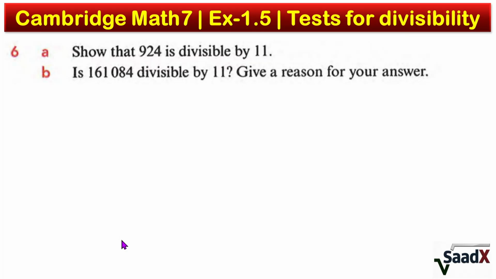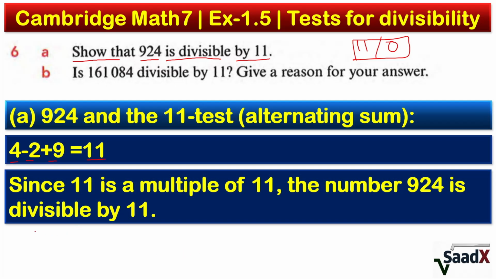Now let's think, suppose a number like 121, we know we can divide it by 11. The answer will be 11. But suppose you don't know the 11 times table. So how can you understand whether 121 is divisible by 11 or not? First 1 minus 2 plus 1. So what is the result? 1 plus 1 is 2, minus 2 equals 0. I already told you, once the result becomes 0 or 11, that number is divisible by 11.